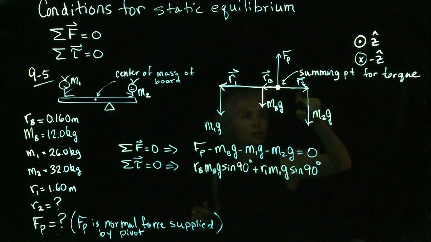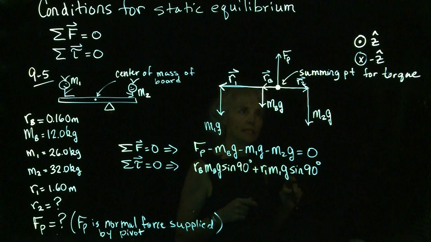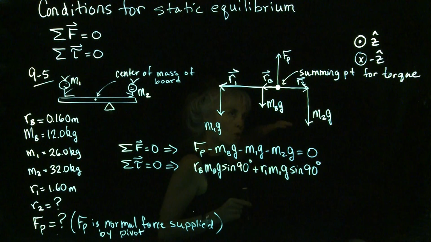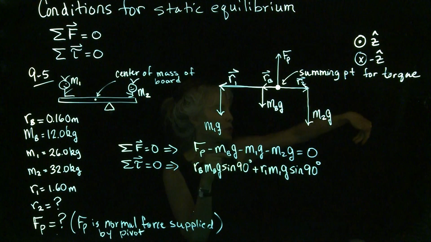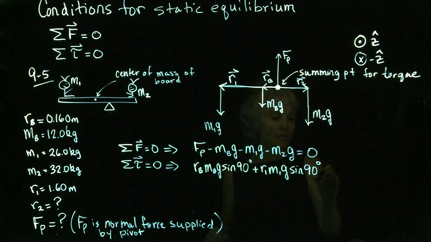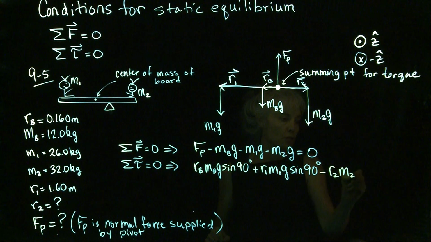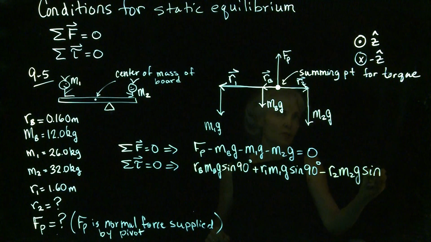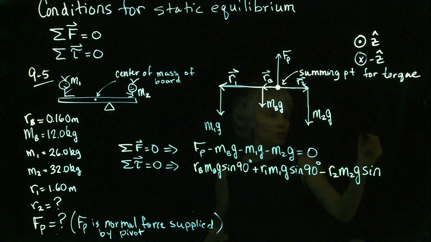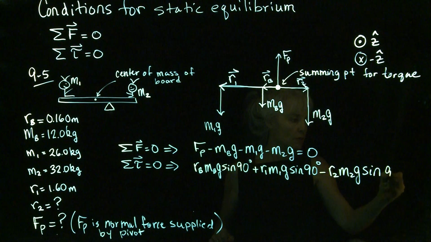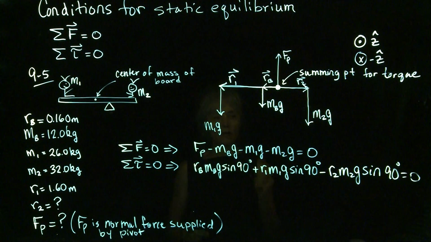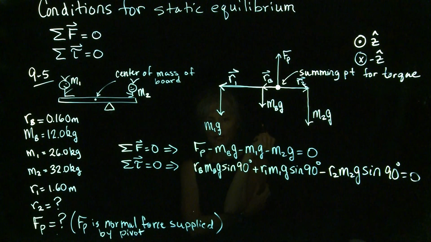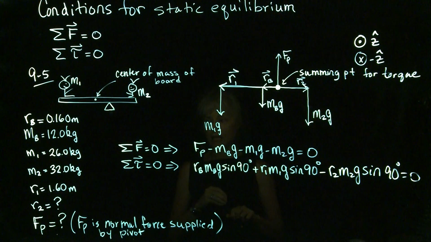And now we need to take care of this last torque. R2 crossed into the force is going to be into the board. So it's going to get a negative sign: minus the magnitude R2 M2G times the sine of the angle between R2 and the force, and that also is 90 degrees. And that sum has to be equal to 0. So there is the second equation that must be satisfied for static equilibrium.